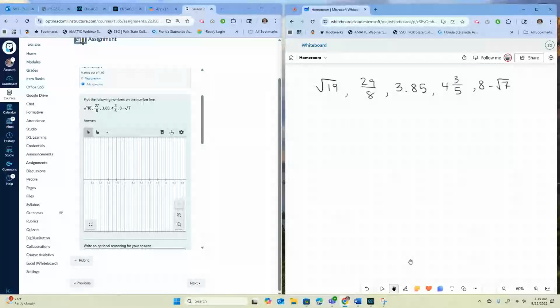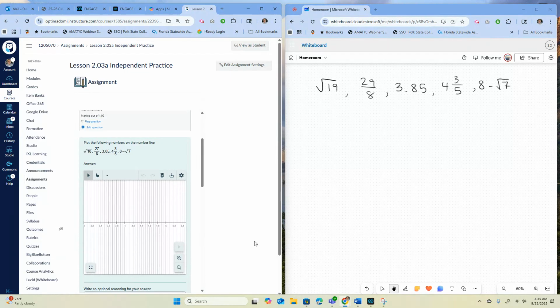All right, here's how you do the problems of lesson 2.03a. And they gave you a list of rational and irrational numbers. Rational numbers, remember, is any number that can be written as a fraction.